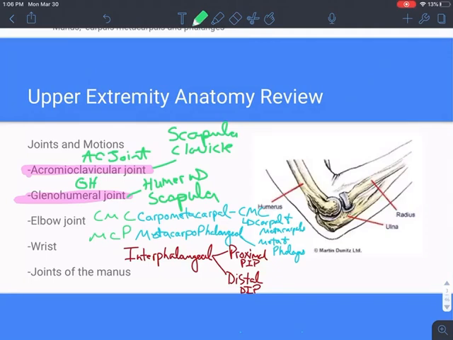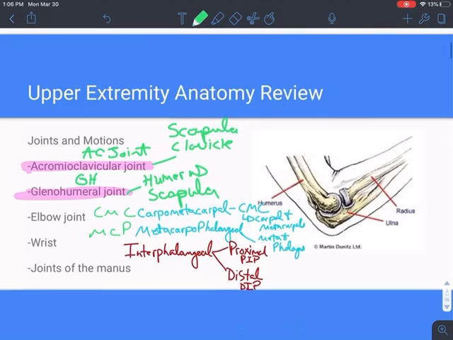Glenohumeral joint. Gleno pertains to the scapula, the concave surface of the scapula, the socket for the shoulder. And then you have the ball, which is the head of the humerus, right? So you have the glenohumeral joint, and then you have different joints of the manus: the carpometacarpal joint, metacarpophalangeal joint, and then you have the PIP and DIP, the two interphalangeal joints.